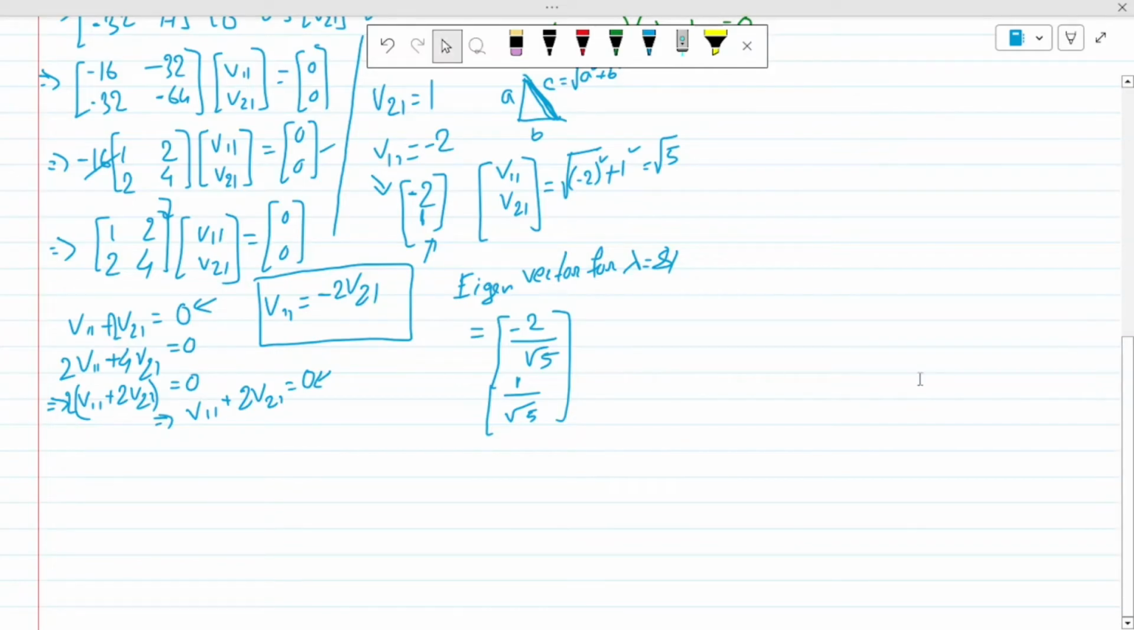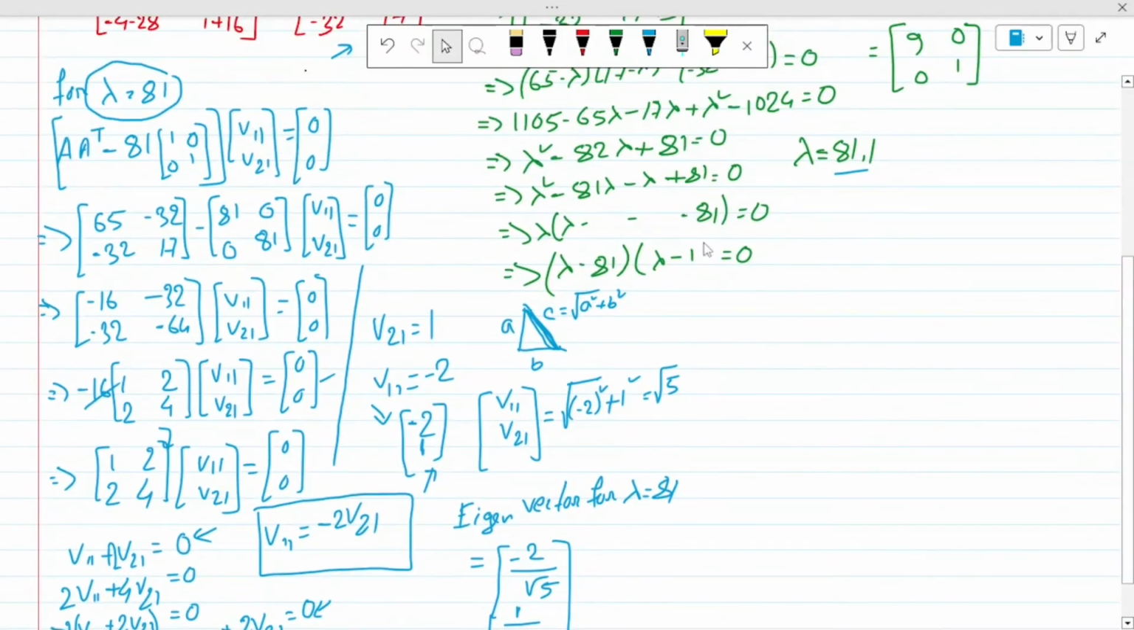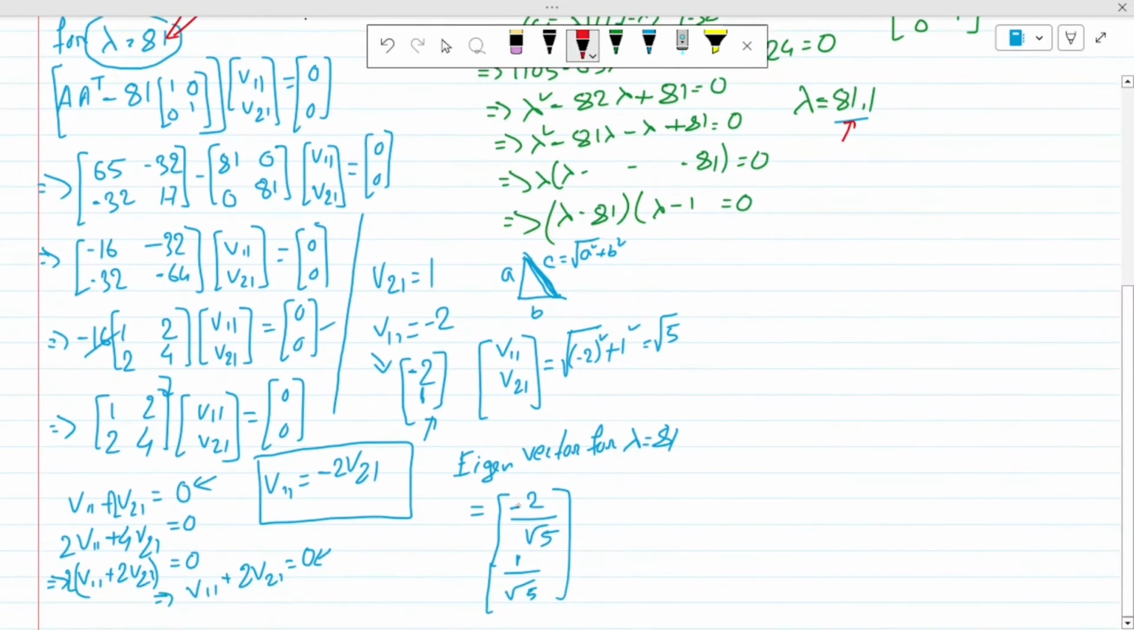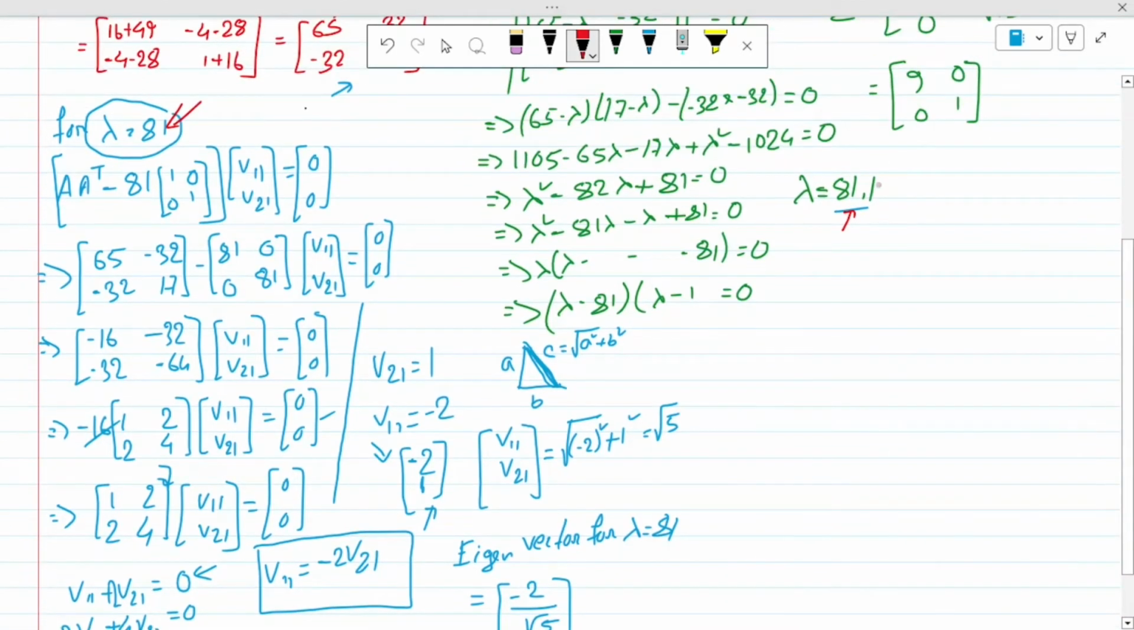So this eigenvector, we got it by considering lambda equal to 81. Now let's do the same process, the same blue color whatever I have done, with lambda equal to 1, because we got two lambda values, one is 81 and another is 1. For 81 we got this final expression. Similarly, we'll repeat the same thing for lambda equal to 1.